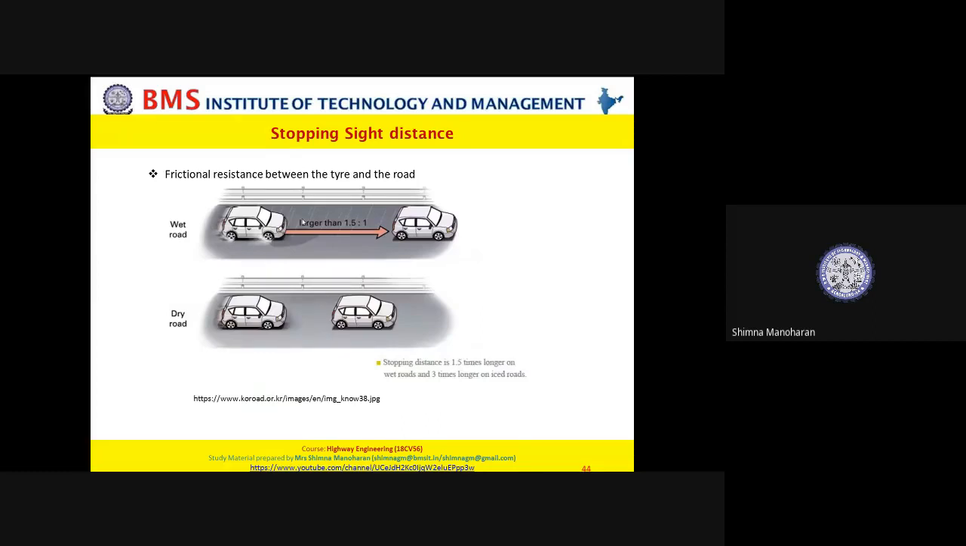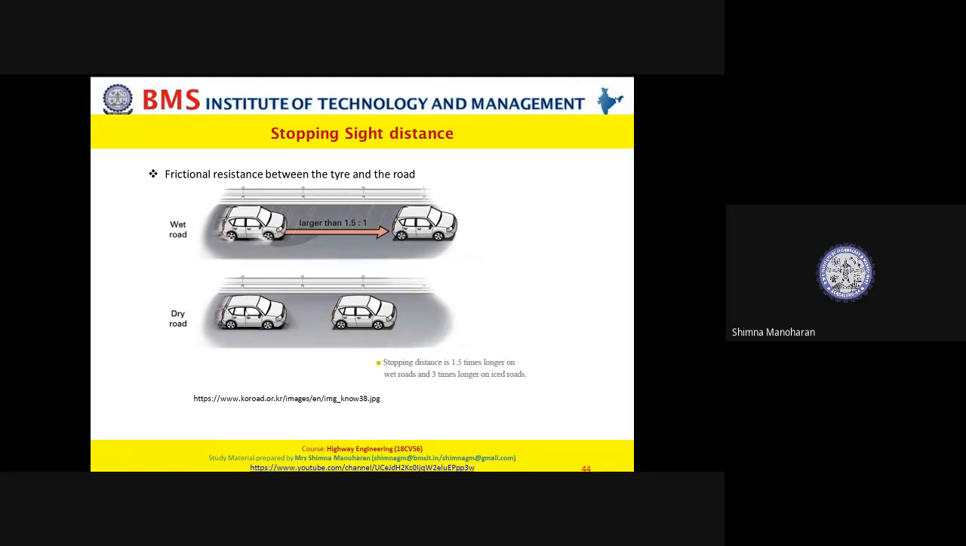So next is the frictional resistance between the tire and road. We have already seen about the skid resistance or coefficient of friction in pavement characteristics, right? As the frictional coefficient decreases, what will happen? The braking distance will be increasing, right? So when the road is wet, what happens? The frictional coefficient will be less, so the stopping distance that will be required will be more.